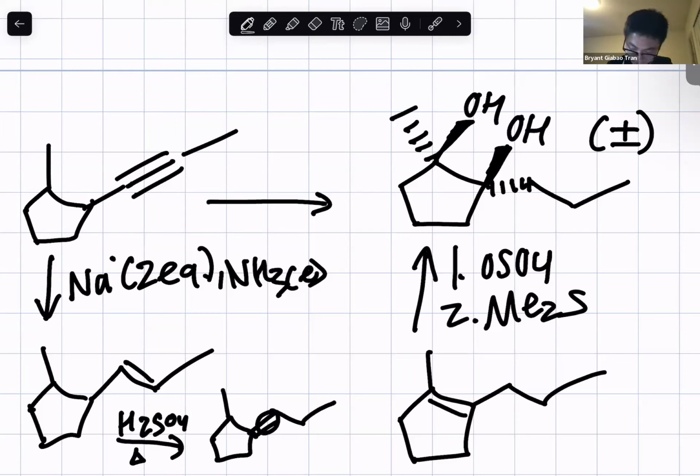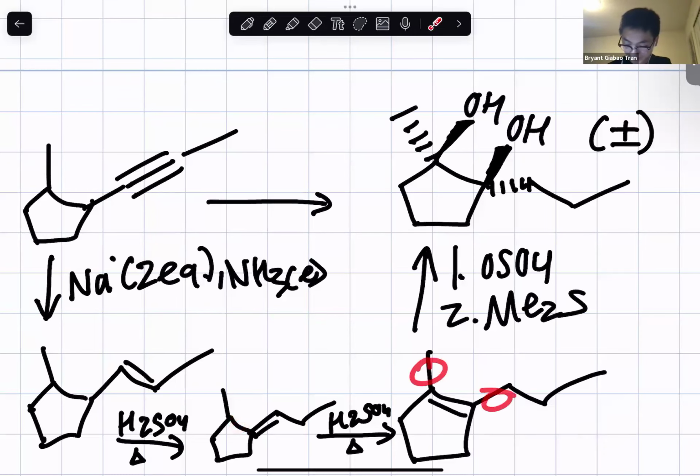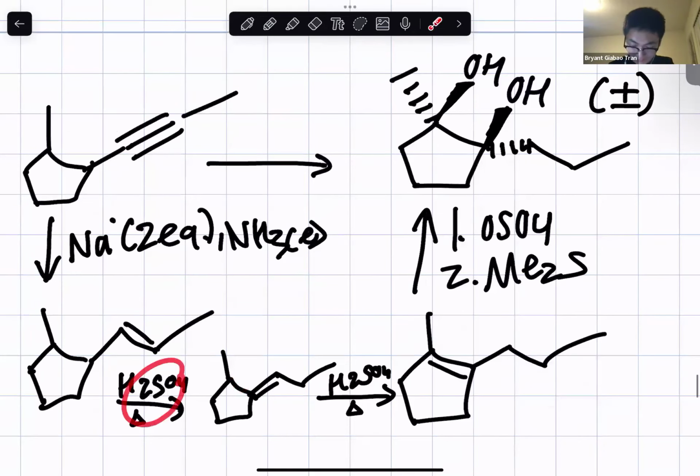Well, you know how this double bond is now tri-substituted? 1, 2, 3. Oh, yeah, okay, isomerization. This was di-substituted. We do H2SO4 to move it over one to make the more stable one. And then we do it again, H2SO4, heat, to crawl to the more stable position, the tetra-substituted one. So isomerization happened 2 times here.